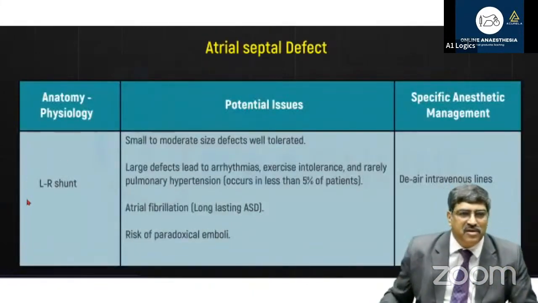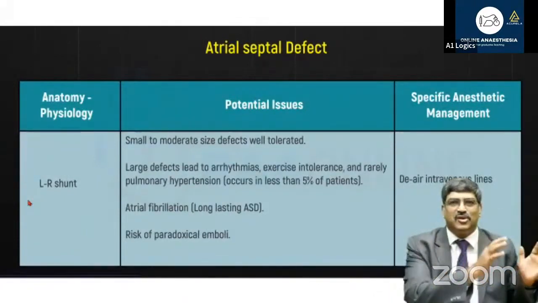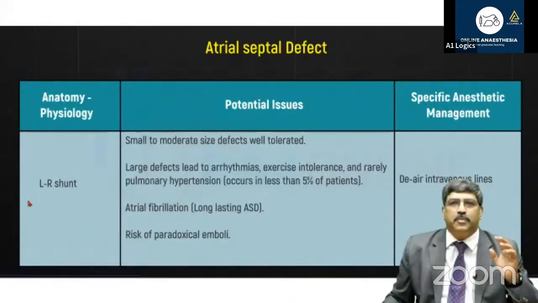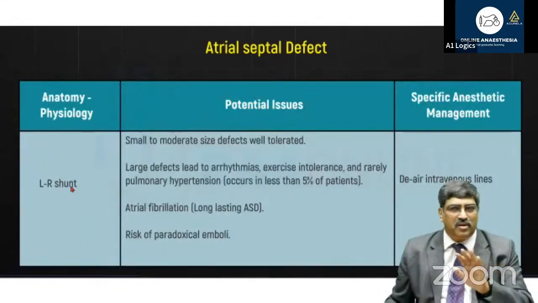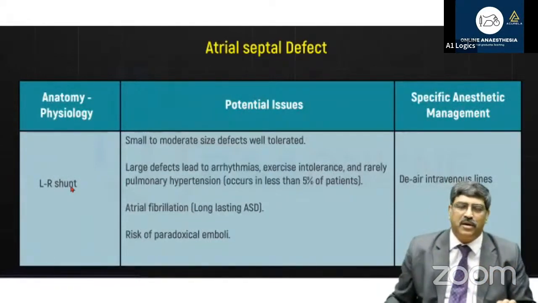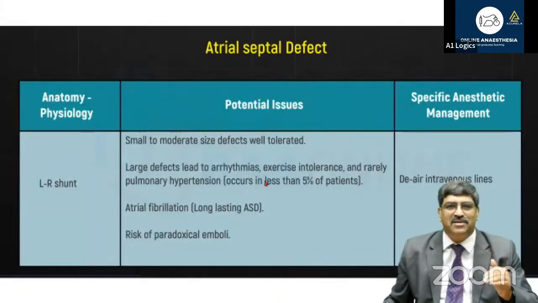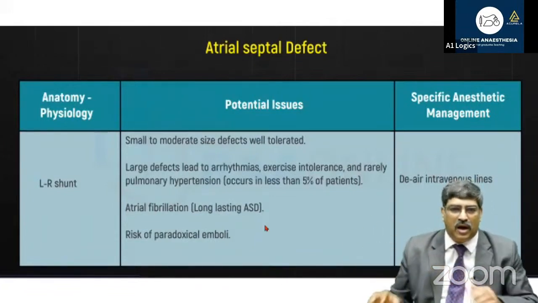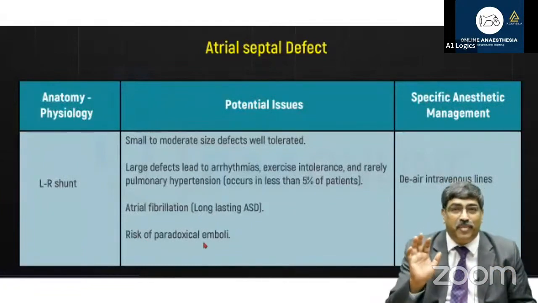Coming to the anatomy and physiology, it is basically a left to right shunt. Blood from the left atrium goes into the right atrium because left atrial pressure is slightly higher than the right atrium. What are the potential issues? Small and moderate size ASD is usually well tolerated. There will be no issue in the perioperative period. But if the defect is too large, it might lead to arrhythmias, exercise intolerance and pulmonary hypertension. This pulmonary hypertension is usually common when the patient with ASD goes into adulthood. Atrial fibrillation can occur in long-standing ASD, and there is a risk of paradoxical embolism.